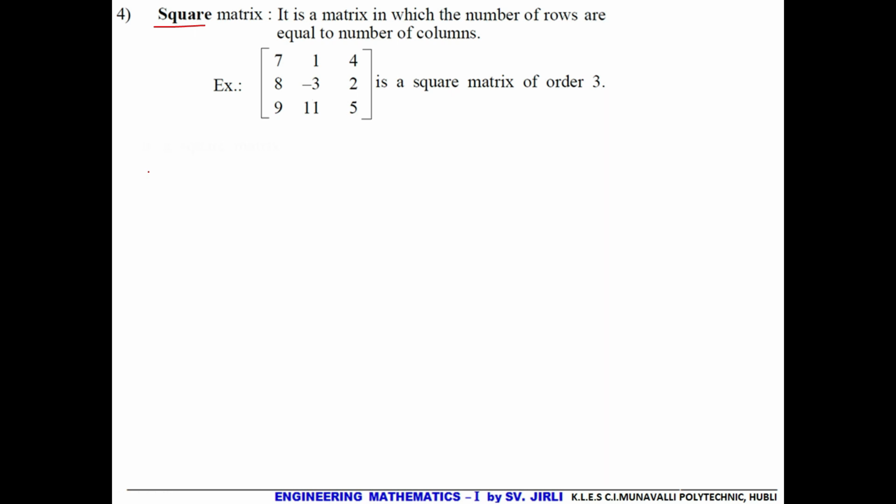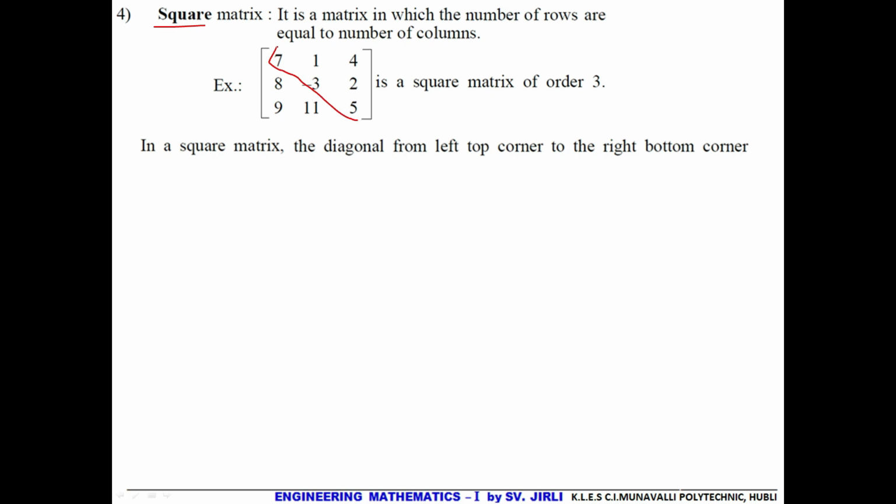In this square matrix, please observe the diagonal from the left top corner to the right bottom corner is called the principal diagonal. I'll show you. You also mark it. Here it is marked. This is the principal diagonal.